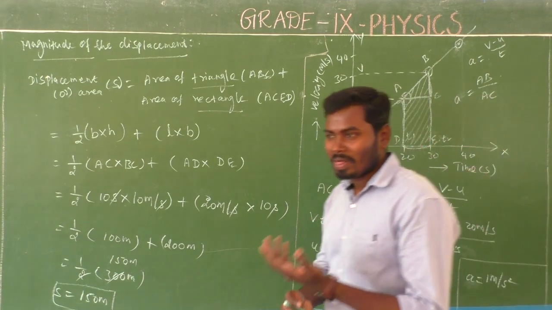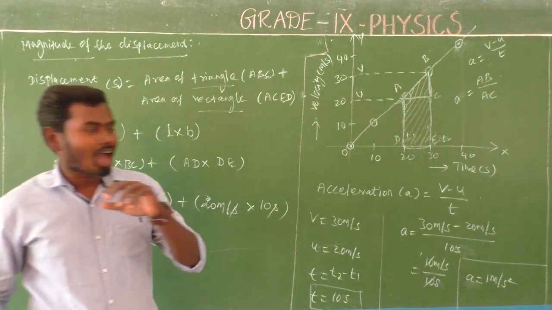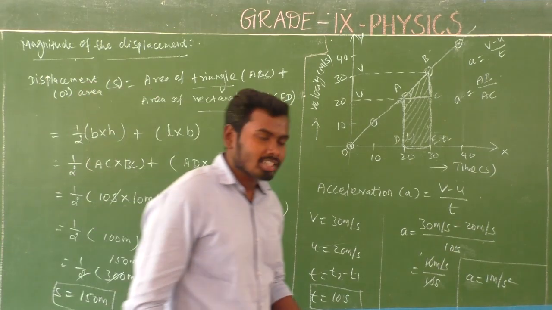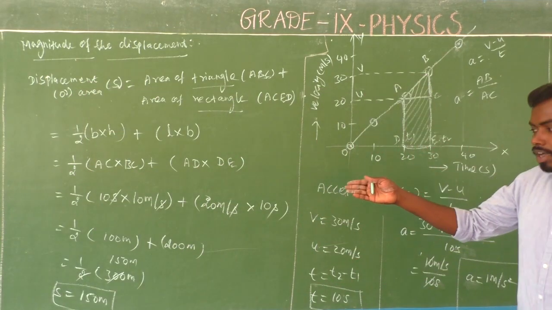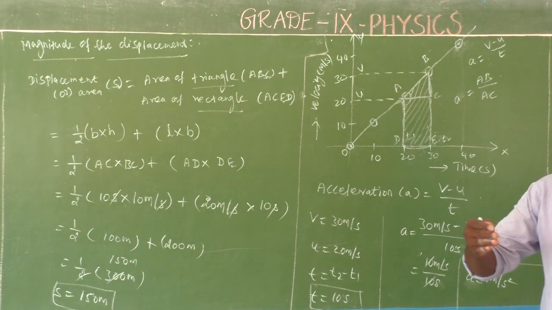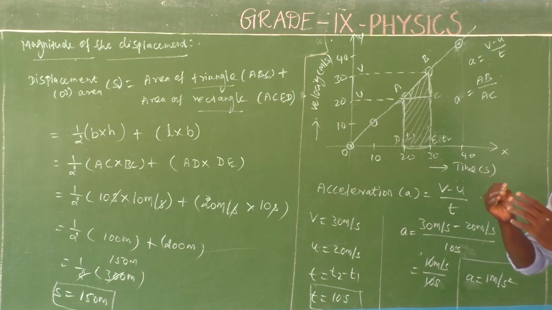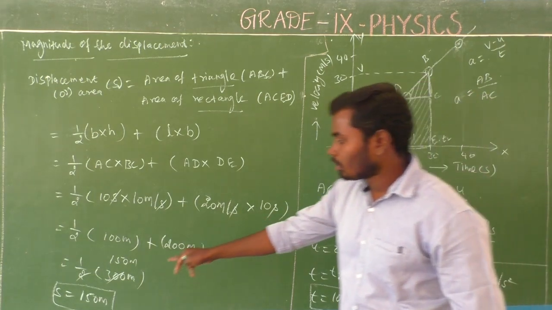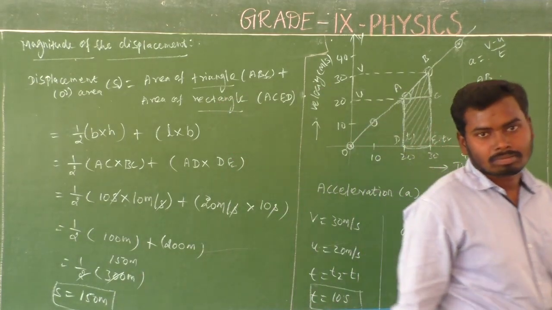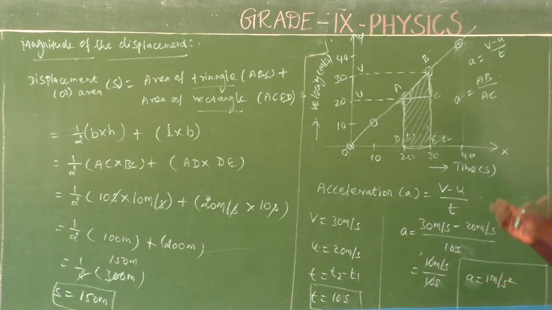So with the help of this velocity time graph, we can find out the acceleration of the object as well as the magnitude of the displacement, which means displacement covered by the object. So during the time interval of 20 second and 30 second, the acceleration of the object is 1 meter per second square. That is acceleration. But what is the magnitude of the displacement covered by the object during the time interval of 20 second to 30 second? That is equal to 150 meters. How much? 150 meters. So that's all. Is there any doubts? No doubt.